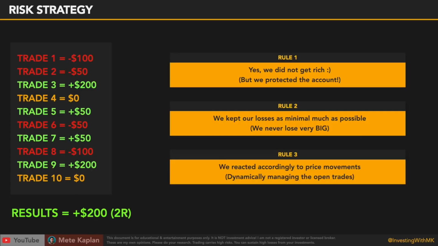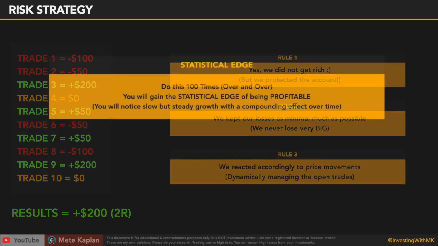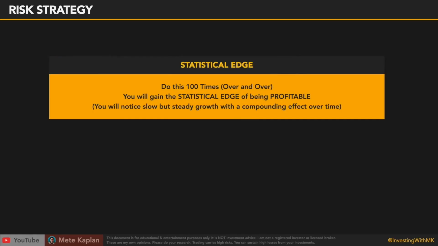Rule number 3. We dynamically manage the open positions due to the changing trading environment conditions. So what happens if you do this 100 times with a probably $100,000 real or funded account? What will you experience? You will gain the statistical edge of being profitable. You will notice slow but steady growth with a compounding effect over time.